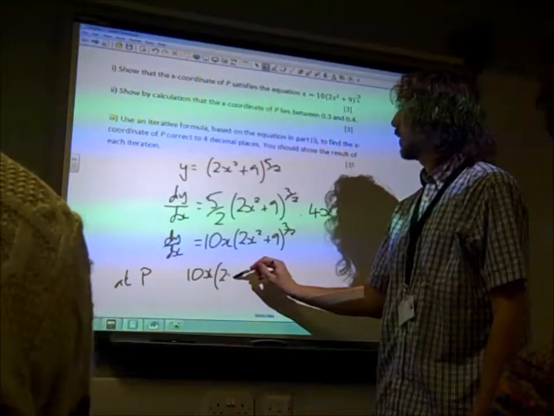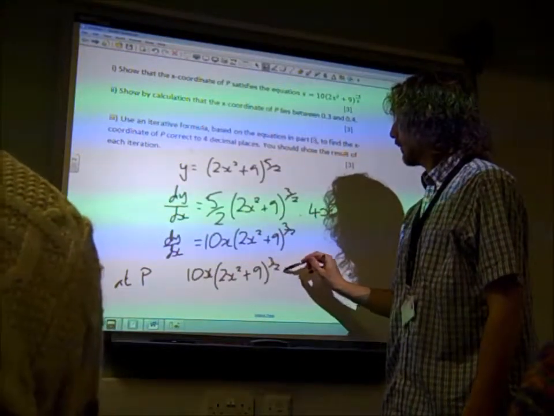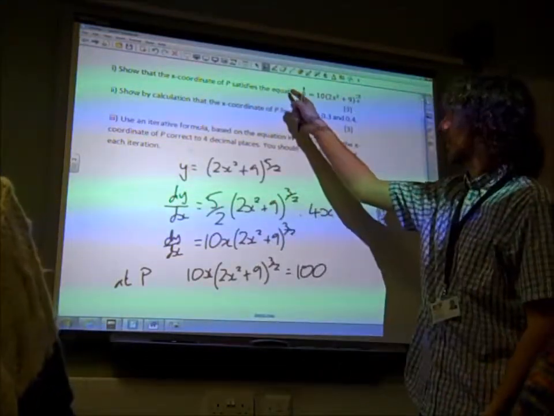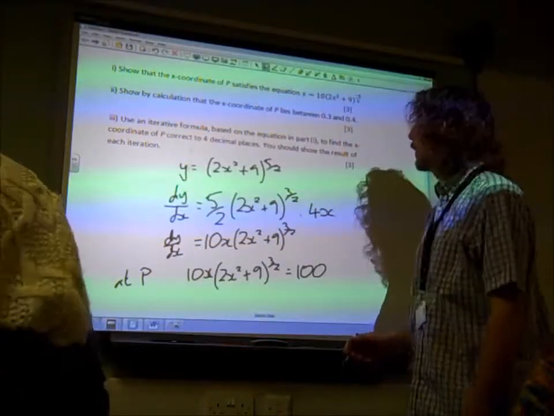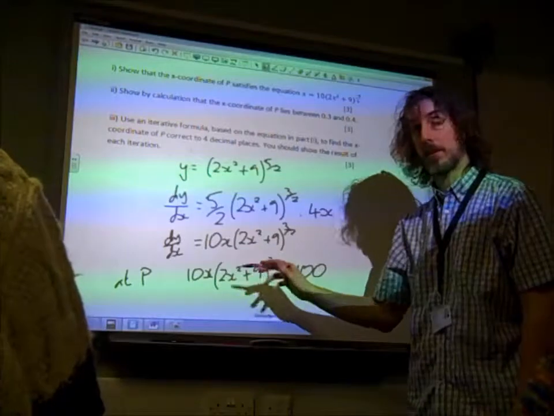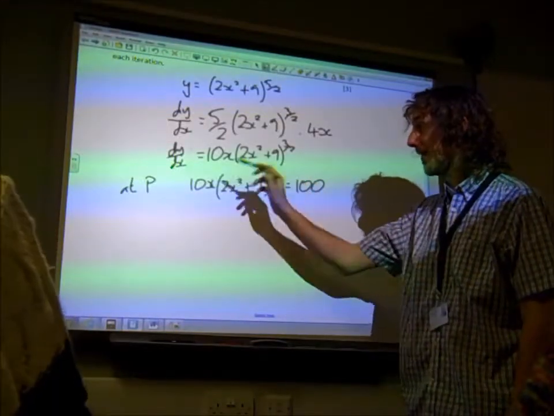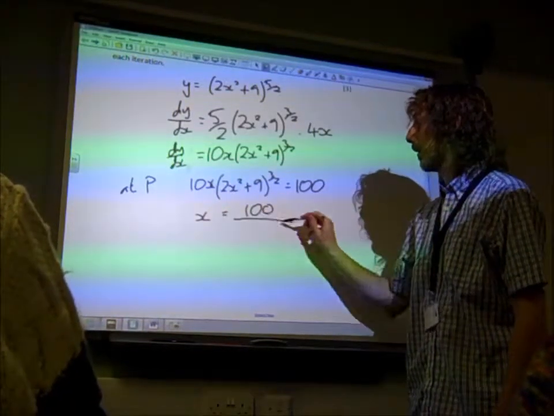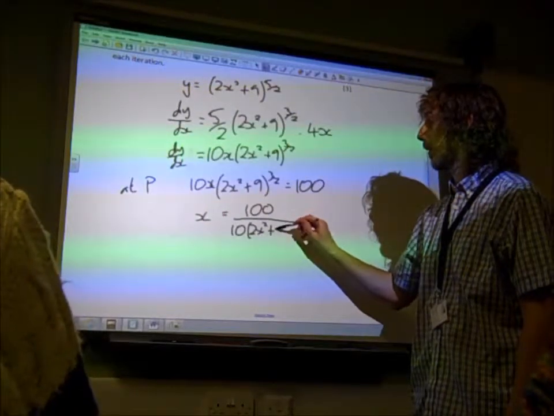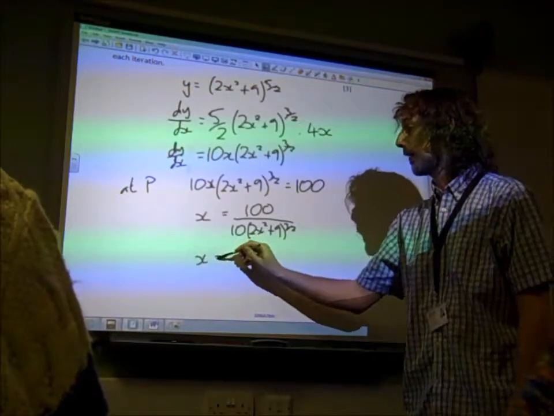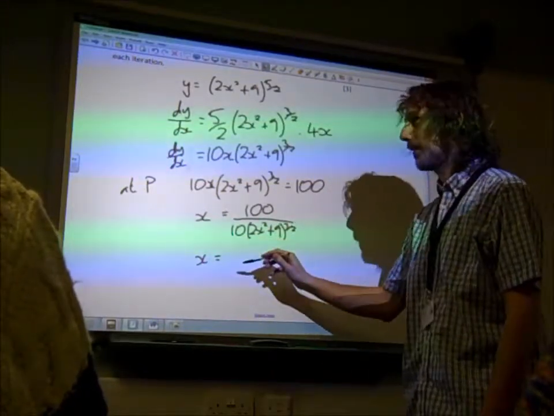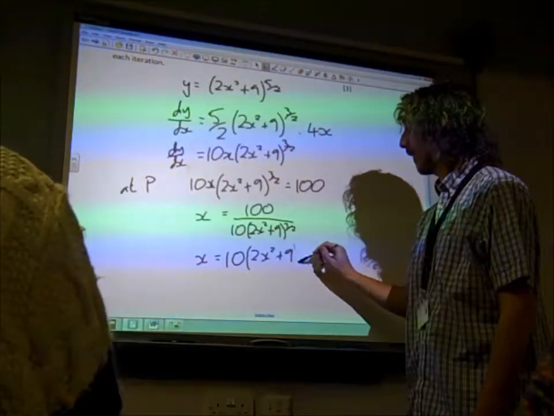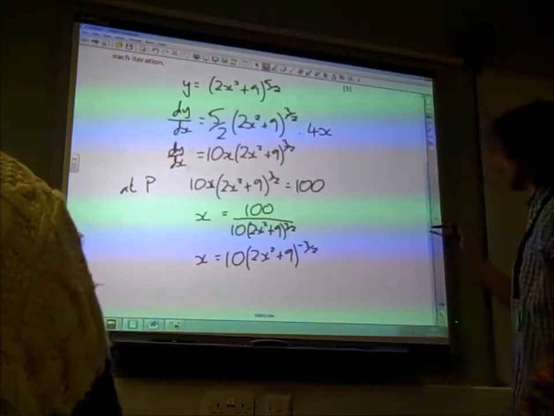10x (2x squared plus 9) to the 3 over 2 is equal to 100. And the question wants us to rearrange it to get the form x equals. Well, because we've got the 2x squared already in that bracket there, it must be this x we're focusing on. So let's divide both sides by 10 (2x squared plus 9) to the 3 over 2. And of course we can write that 100 over 10 gives us 10. And this is 2x squared plus 9 to the minus 3 over 2, and we got there. And we did it in quite a few steps.